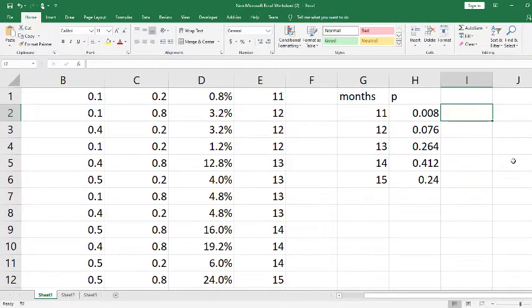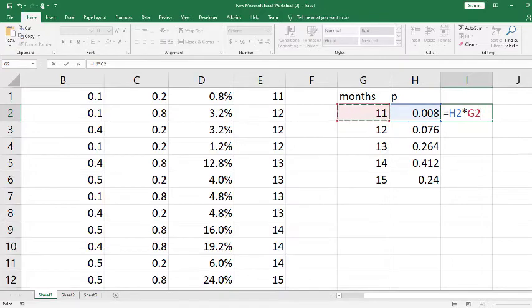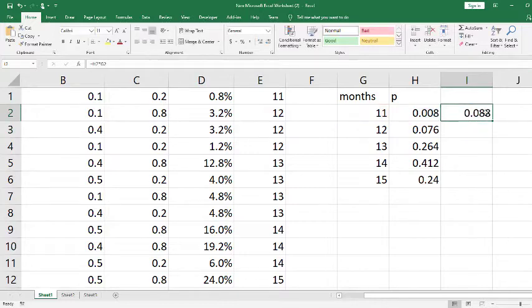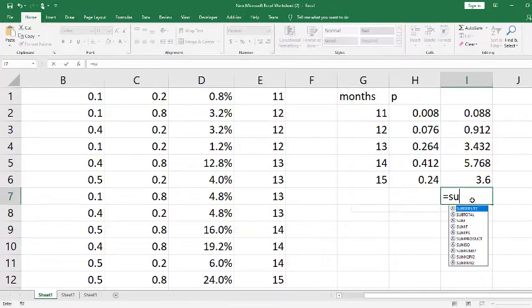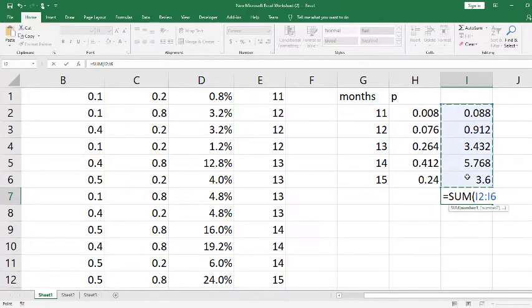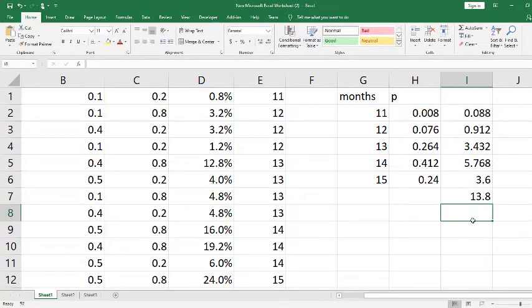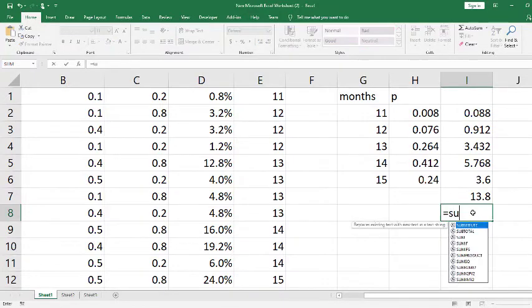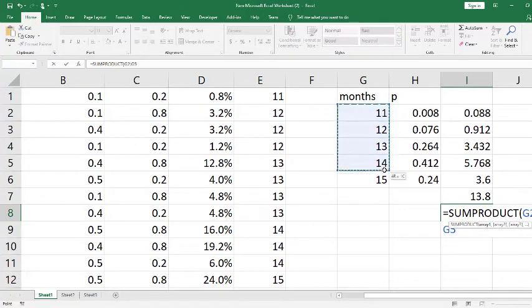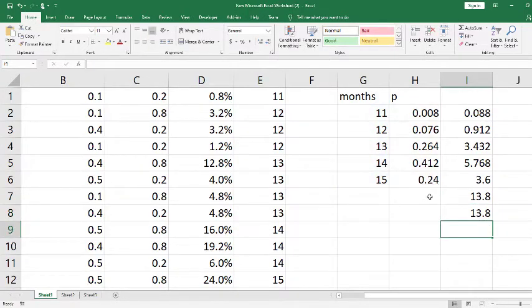The probability of something times the result of that something. The value you care about. Double click, and then of course we sum up. We get 13.8 months. Of course, you can also do the same thing with the sum product option. Highlight that one, highlight that one, same thing.